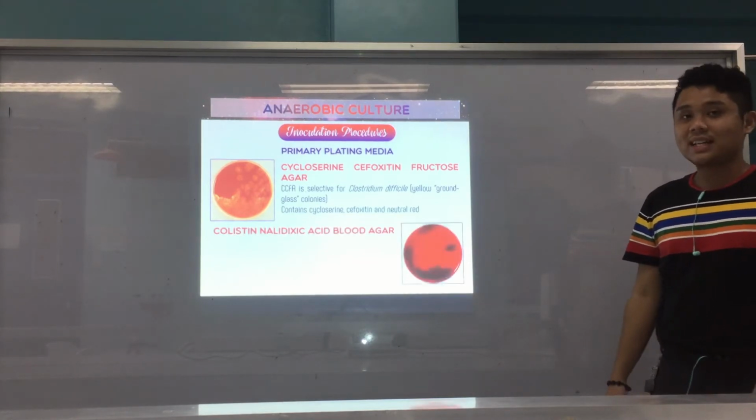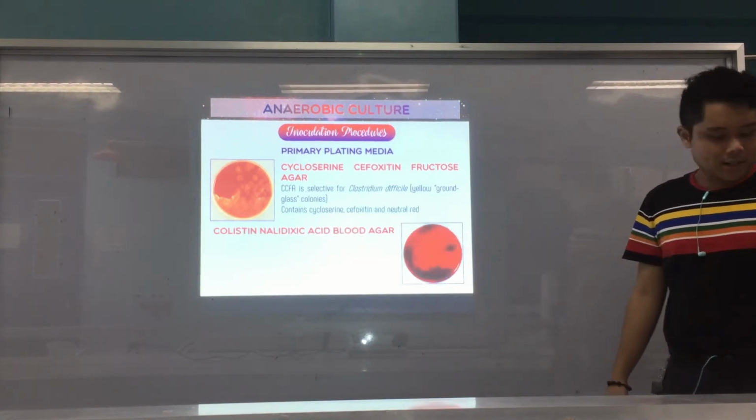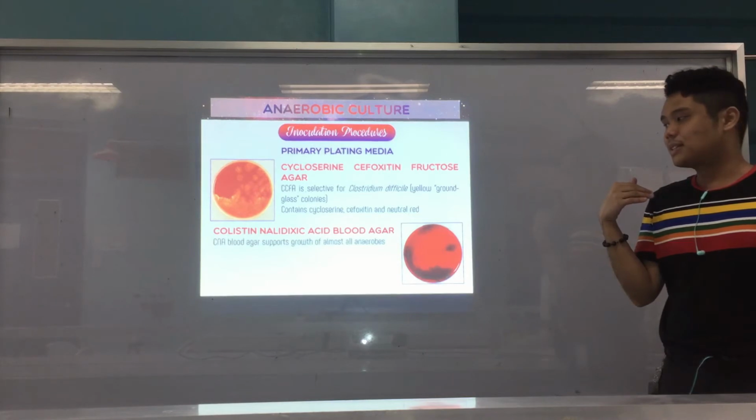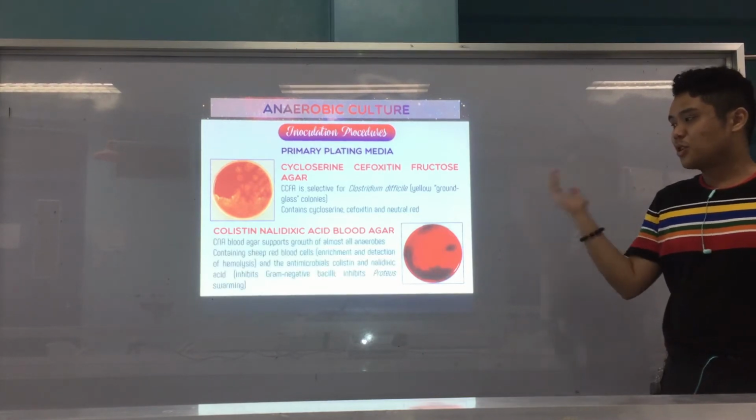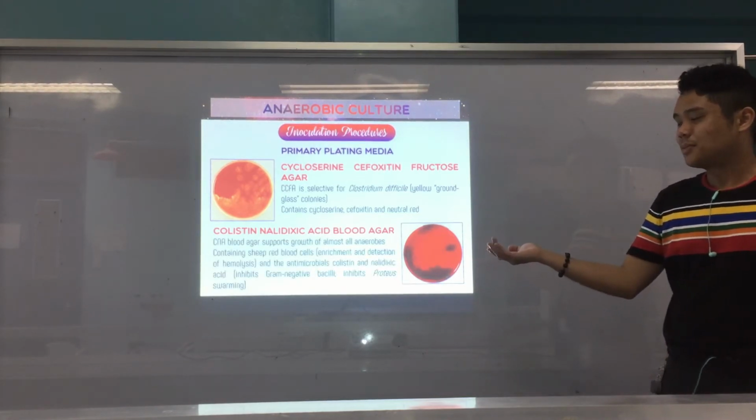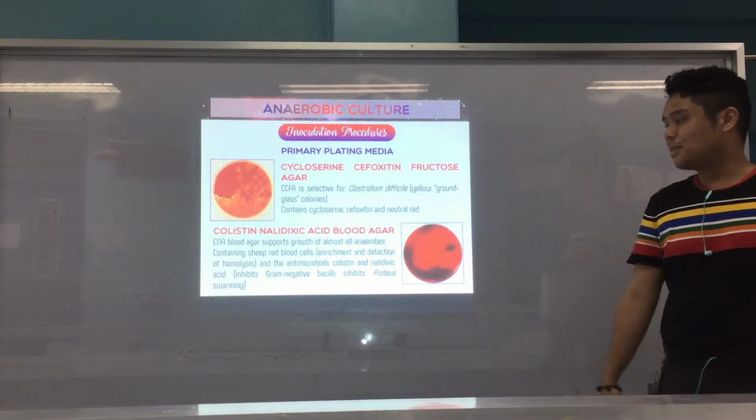Okay, and you have the cholesterol nalidixic acid agar, di ba? Na-mention na to sa culture media prep. It's specifically for gram-positive organisms. Inhibits the gram-negative bacilli and Proteus.